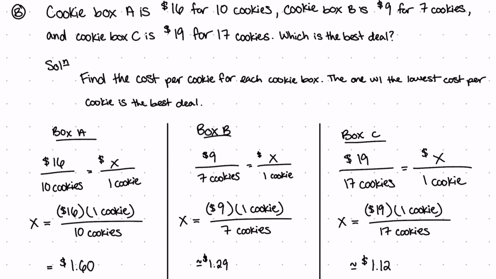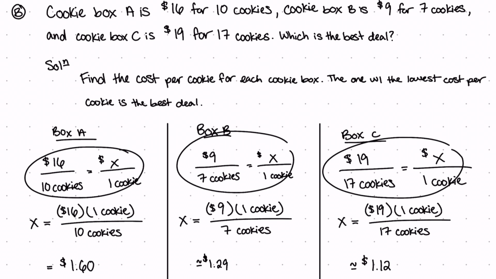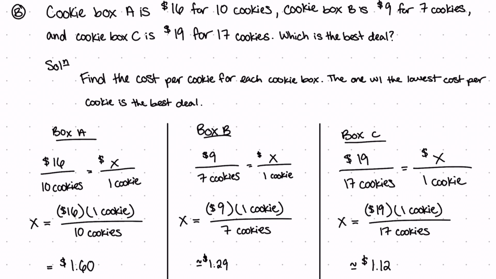So if we look at box A, it's $16 for 10 cookies. So that's going to be how many dollars for one cookie? And we're going to set up this kind of equation for all the cookie boxes. And then we're going to solve for x. So remember, you're multiplying the two opposite known values. So we know one cookie, we know $16. What we don't know is this x. So we're multiplying the two opposite known values and dividing by the remaining known value. So that's how we get this equation here.